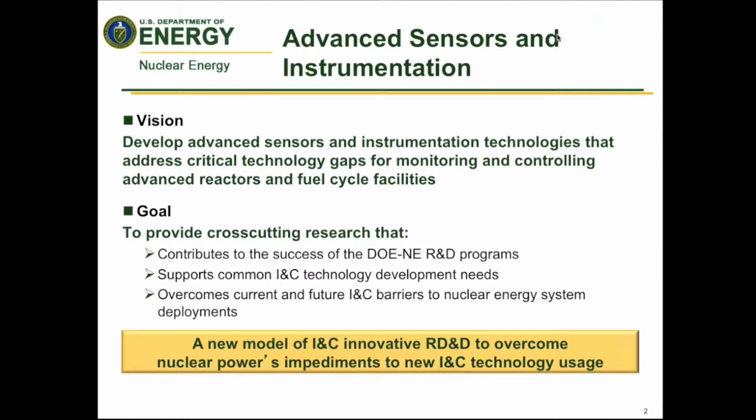The Advanced Sensor Instrumentation program vision is to develop advanced sensors and instrumentation to address critical technology gaps for monitoring and controlling advanced reactors and fuel cycle technologies. Our goal is to provide cross-cutting research that contributes to the success of the NE R&D programs by obtaining the needed INC technologies that support experiments, deliver unique sensors and related technologies for each reactor technology concept and fuel cycle facility.